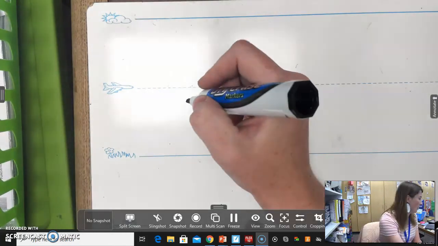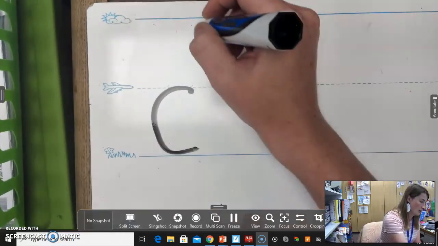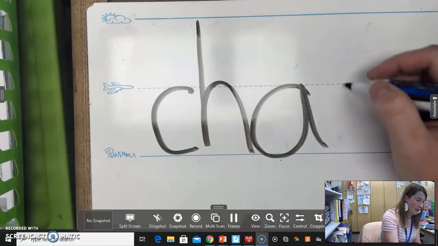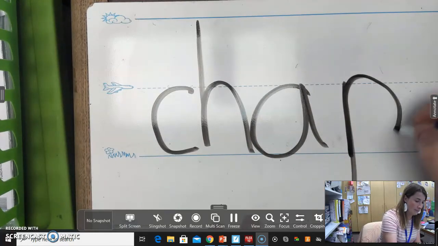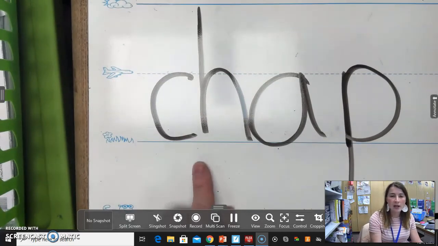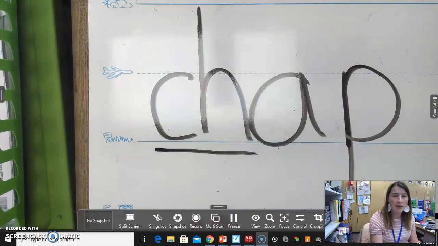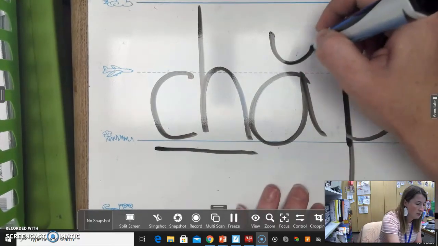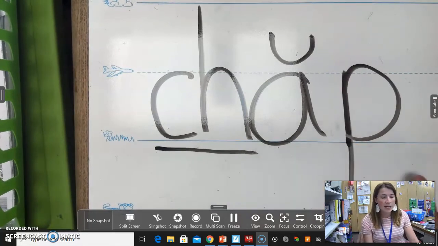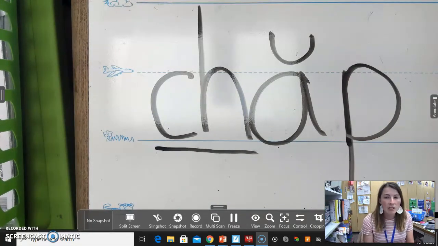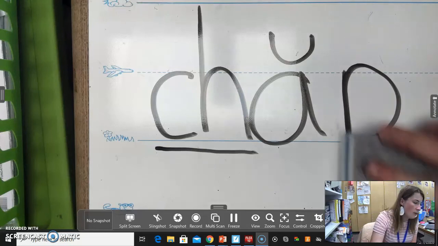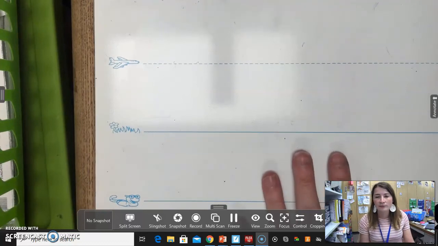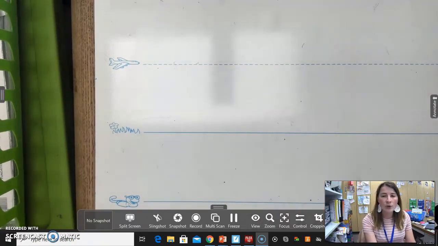All right, your word should look like this. C-H, A-P. Remember, CH is a digraph, so I'm going to underline my digraph. And I would mark my A with the breve, because it's a short A. Okay, and I don't have a bonus letter, so I marked my word. Okay, one more. We're going to do shell. Shell. Pause the video and write it on your board.